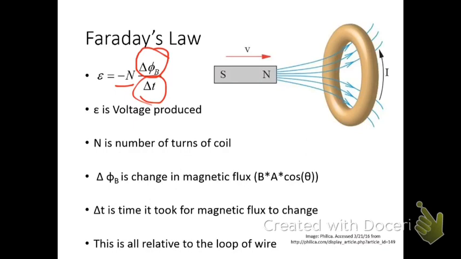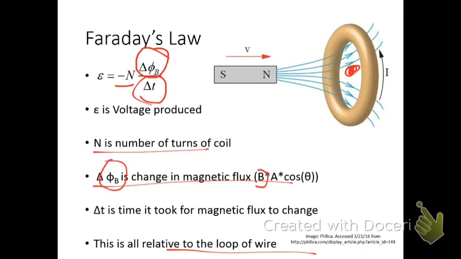So, epsilon, that's going to be the voltage that's produced. N is the number of turns of the coil that makes that up. Delta phi sub B, that's the change in magnetic flux. And this is all relative to the loop of wire. So if the magnetic field gets stronger or weaker in that loop of wire, you get a voltage. If the magnetic field doesn't change, but the cross-sectional area of the wire does, you get a voltage.